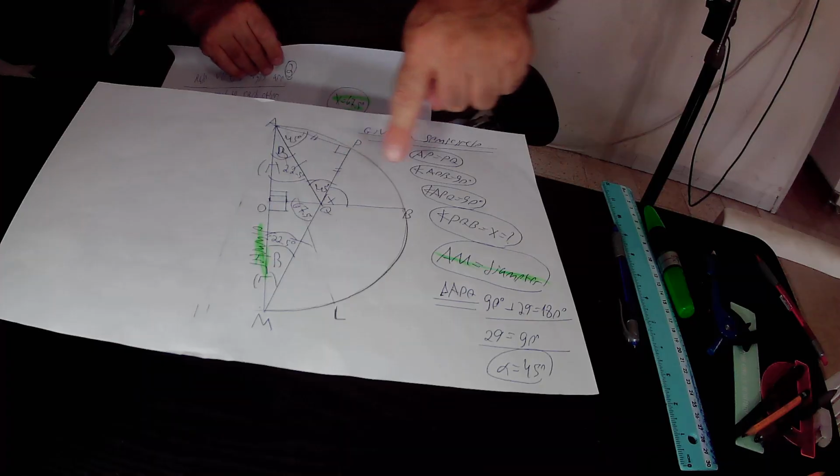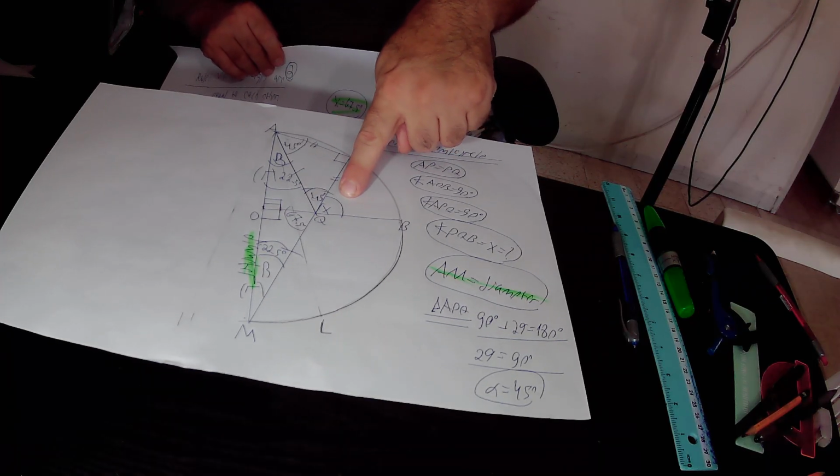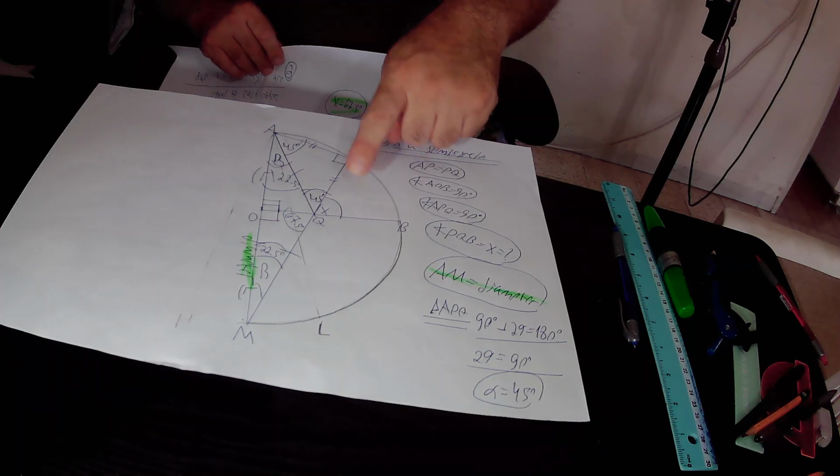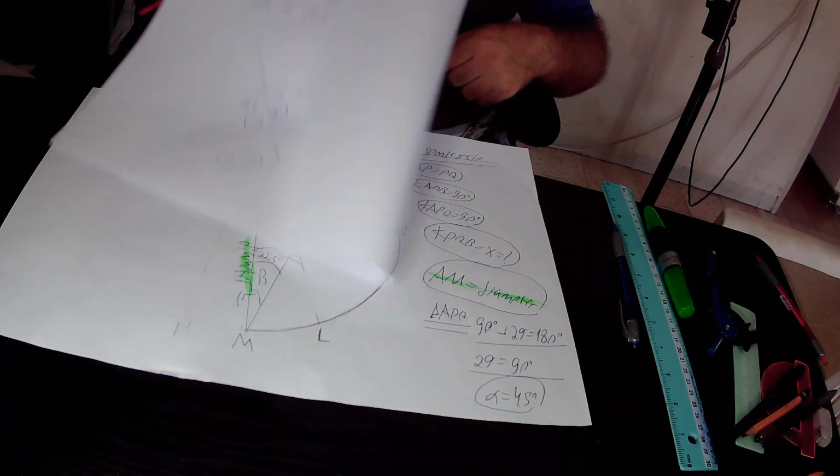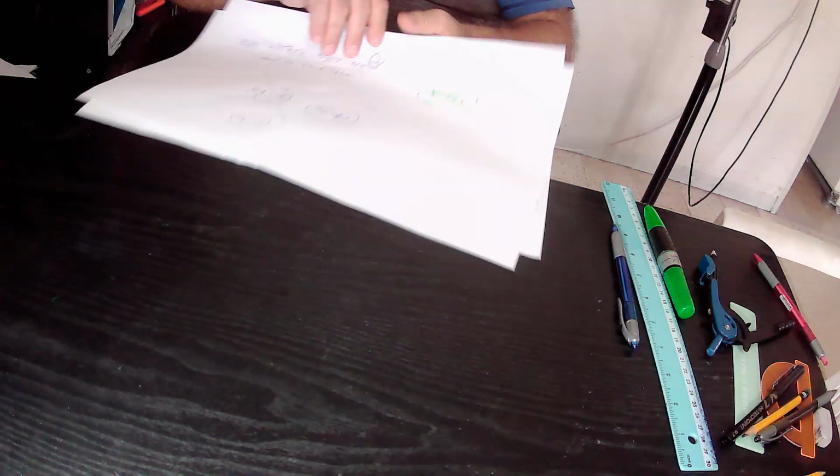This is the missing angle PQB. This is equal to x. The size of this missing angle x equals 67.5 degrees. So we finished with the first question. In the next step, I presented the second question, and we solve the second question of this lecture.